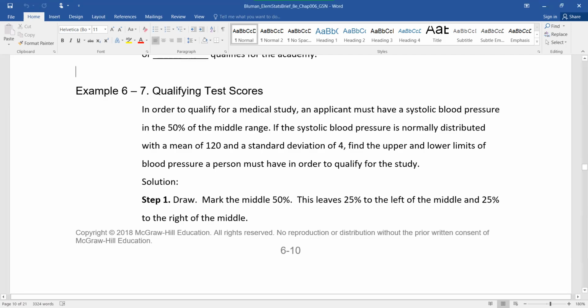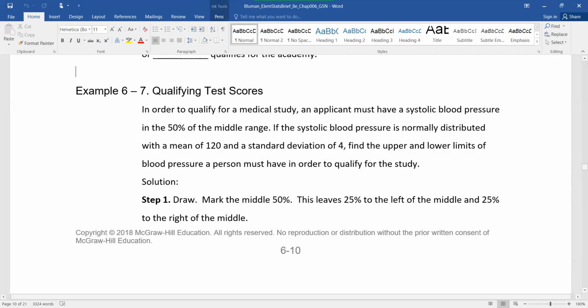So we're going to be talking about another example on normal distribution and how to use the probability and the area. In this one, it says, in order to qualify for a medical study, an applicant must have a systolic blood pressure in the 50% of the middle range. If the systolic blood pressure is normally distributed with a mean of 120 and a standard deviation of 4, we're going to find the upper and lower limits of the blood pressure a person must have in order to qualify for the study.